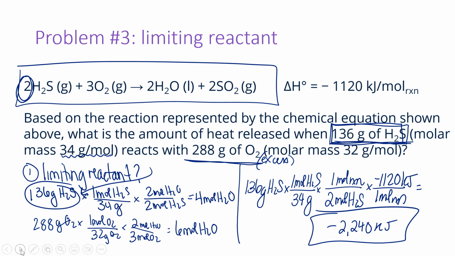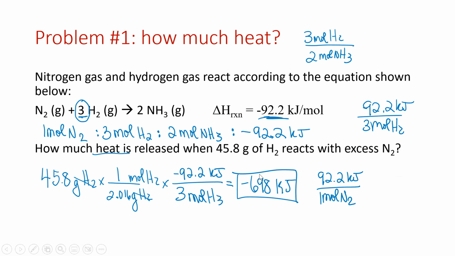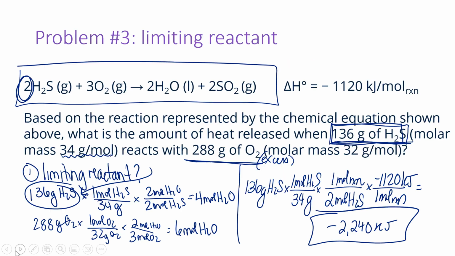So if we go back over and look at our different types, the key thing is that we recognize that delta H is a ratio. It tells us energy per mole, and we can use that ratio to figure out how much energy is produced when a certain amount of grams or moles reacts. We can use this ratio to figure out how many grams of something we need to get a certain energy. And then we also could do a limiting reactant scenario where you're given amounts of 2 different reactants, in which case first you have to figure out which one's limiting and then use that one to determine the amount of energy.